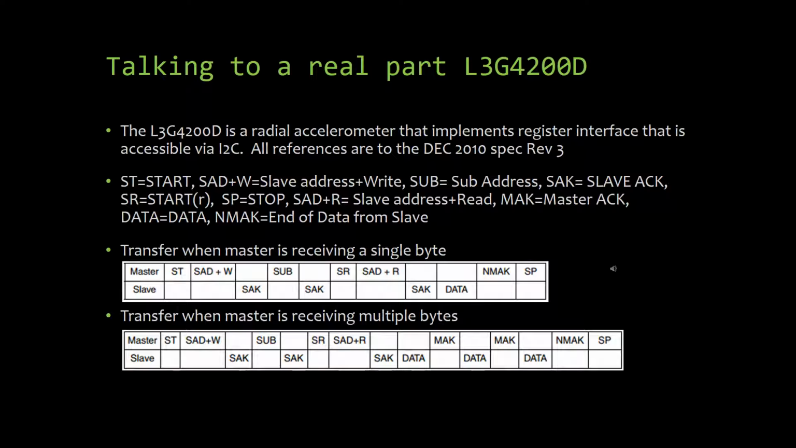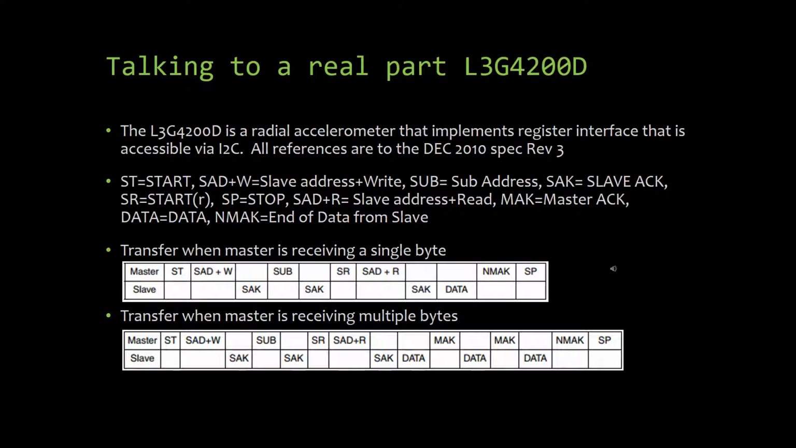Let's quickly review a single byte read and a multiple byte read from my 4200D radial accelerometer. If we look at the single byte transfer sequence, it has a start followed by a slave address plus a write. My slave address happens to be 105 decimal, which is 69 hex. But when you see it in a trace, remember it's going to be shifted left once because it's in bits 7 through 1, and the read-write bit is bit 0.